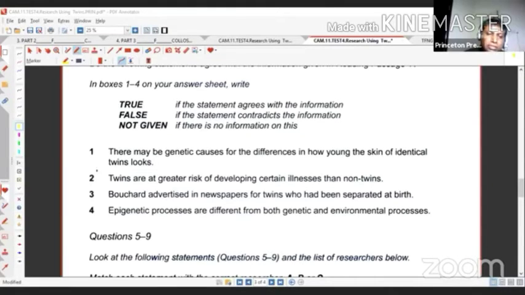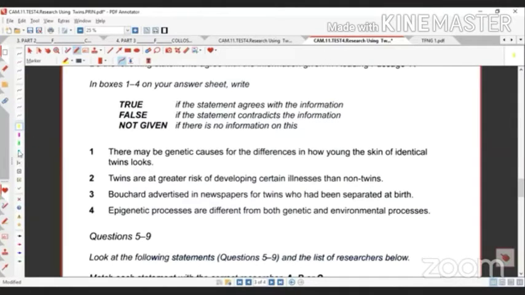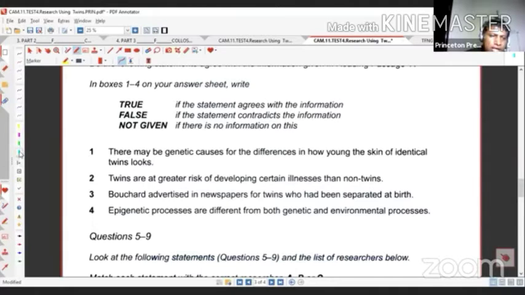And it's always better to look for two of these, statements 1 and 2. If for some reason 1 is not given, then we'll be able to cover the second one. Twins are at greater risk of developing certain illnesses than non-twins. So they might be talking about illnesses.